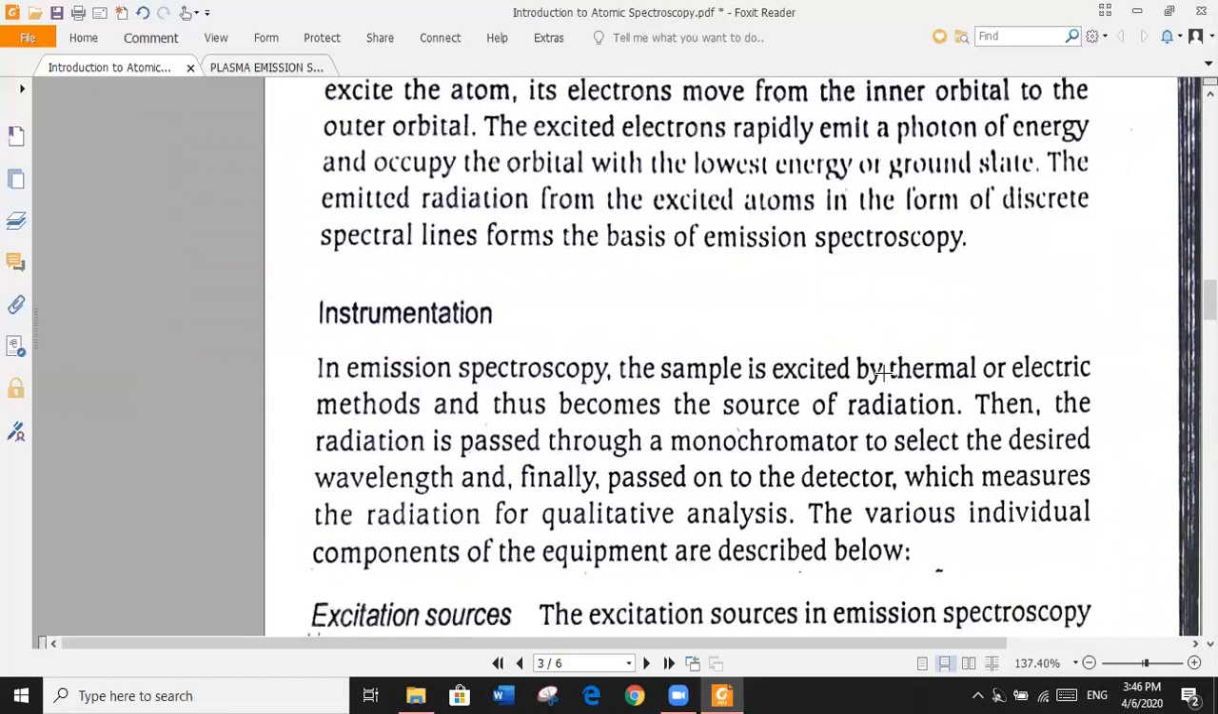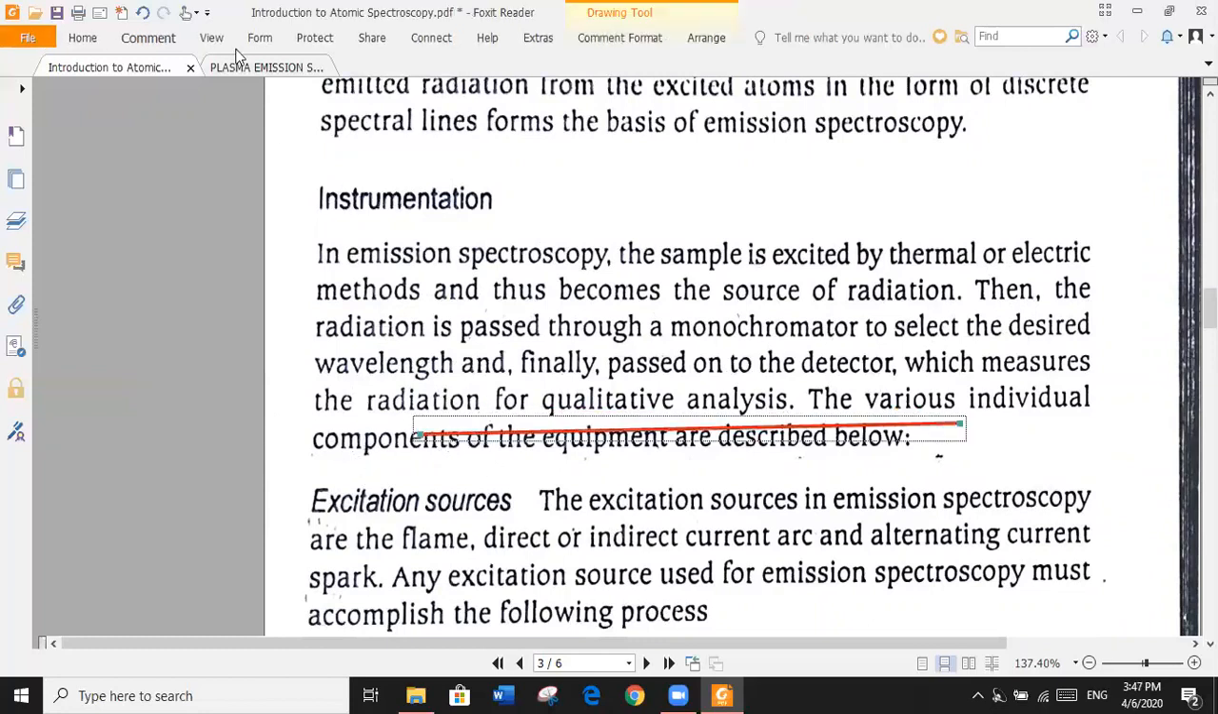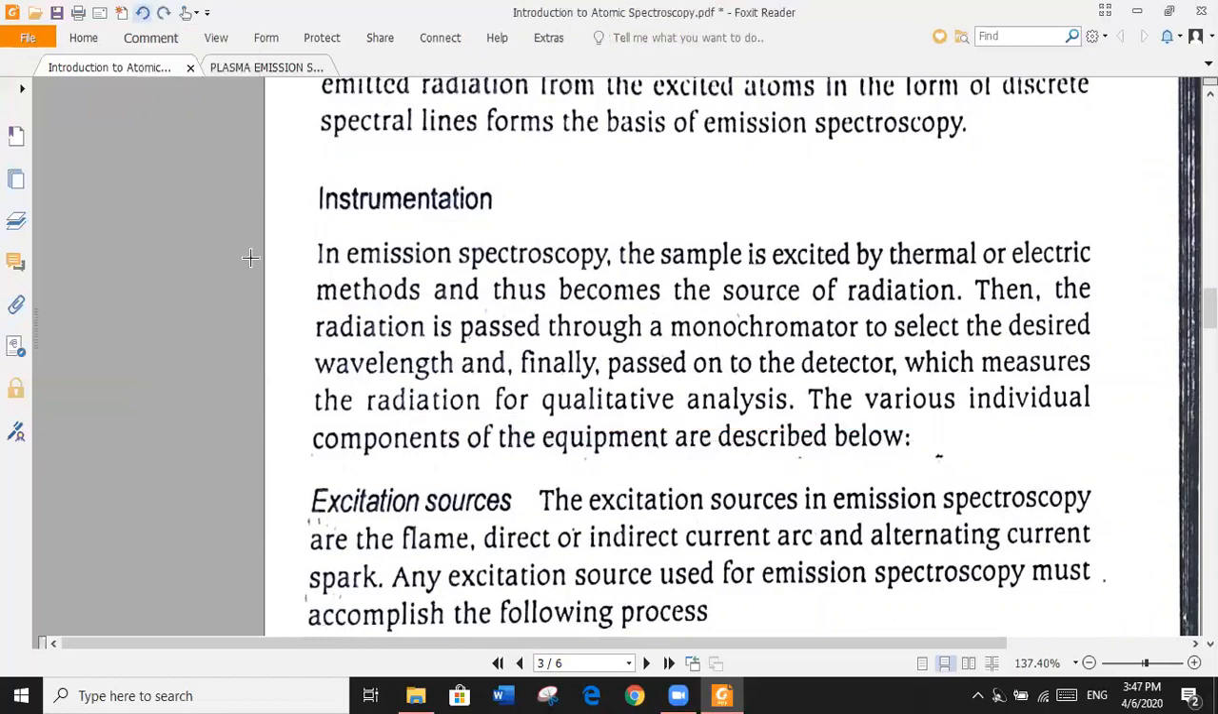Now let us see the instrumentation. In emission spectroscopy, the sample is excited by thermal or electrical methods, and thus becomes the source of radiation. Then the radiation is passed through a monochromator to select the desired wavelength and finally passed onto the detector, which measures the radiation for qualitative analysis. The various individual components of the equipment are described below.